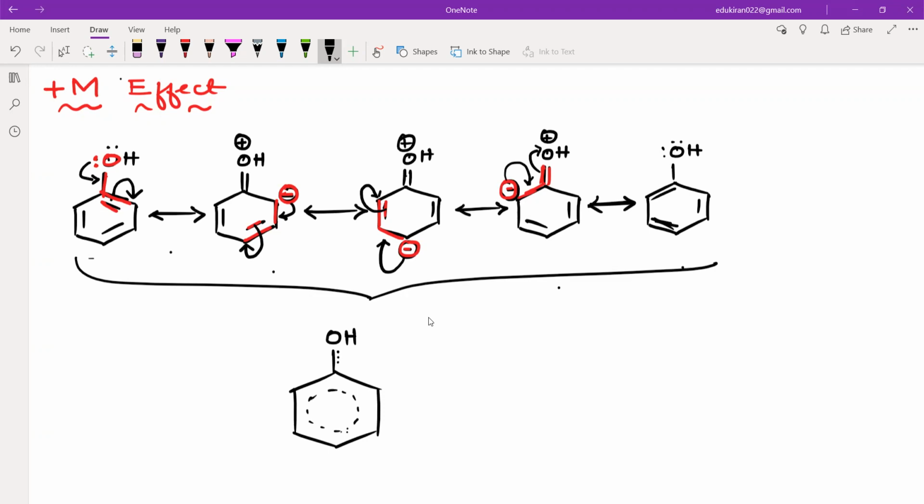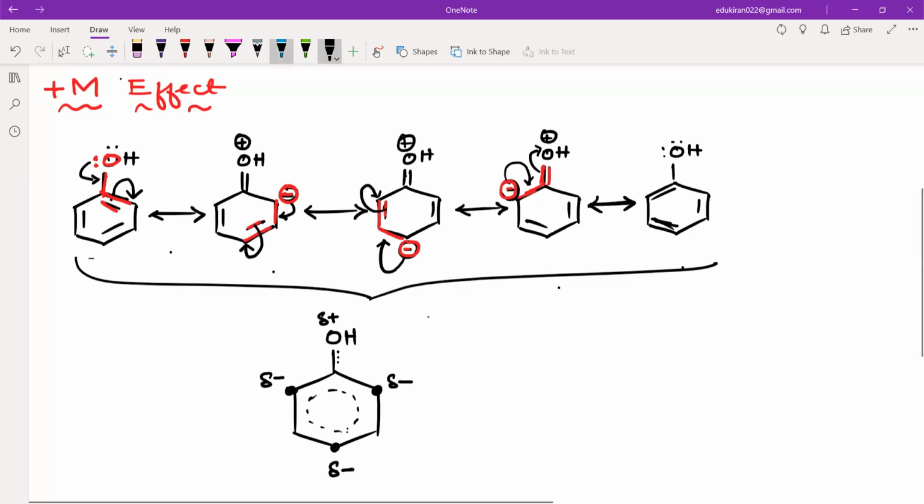Now let's look at the charges. Oxygen is having delta positive charge because in some of the resonating structures it is having a positive charge. That is why it will be delta positive. Now if I look at this position, this is going to be delta negative because it is having some negative charge. This position is going to be delta negative, and this position is going to be delta negative.